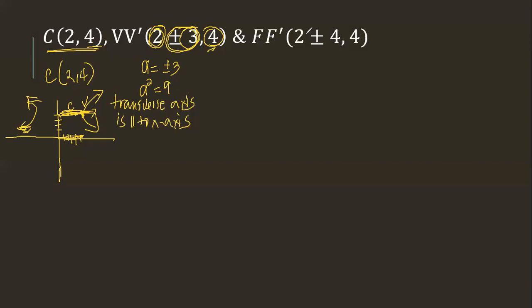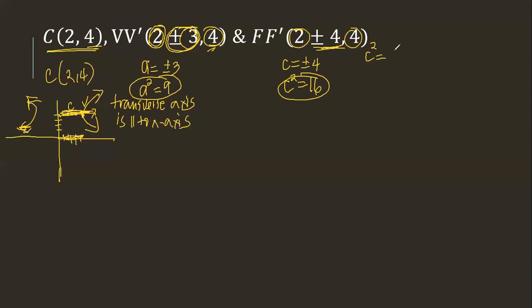Okay, F F prime. So this is our 2 and this is our 4, and then we have added here is 4. So we can say that our c is positive, negative 4. Okay, again, our c is positive, negative 4. So our c square will be 16. So meron tayong a square, meron tayong c square. So we need to get the b square.